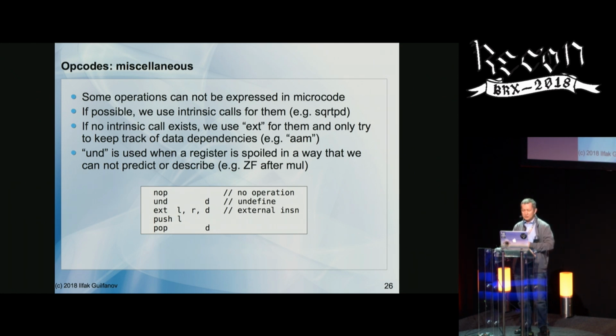For the external instructions, we cannot do much because we don't know anything about the semantics. Therefore, we just keep track of their data references. So what do they accept as the input and what do they modify? We need to have this information for the data flow analysis. Otherwise, we don't do anything about them.